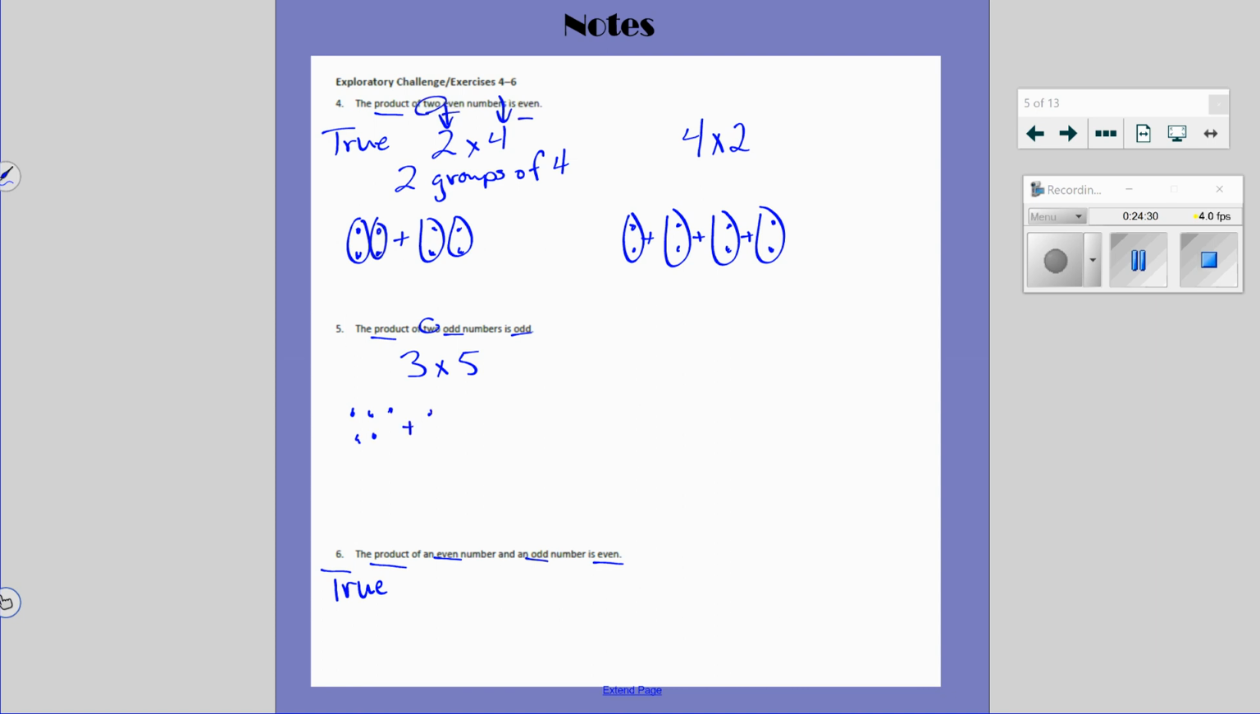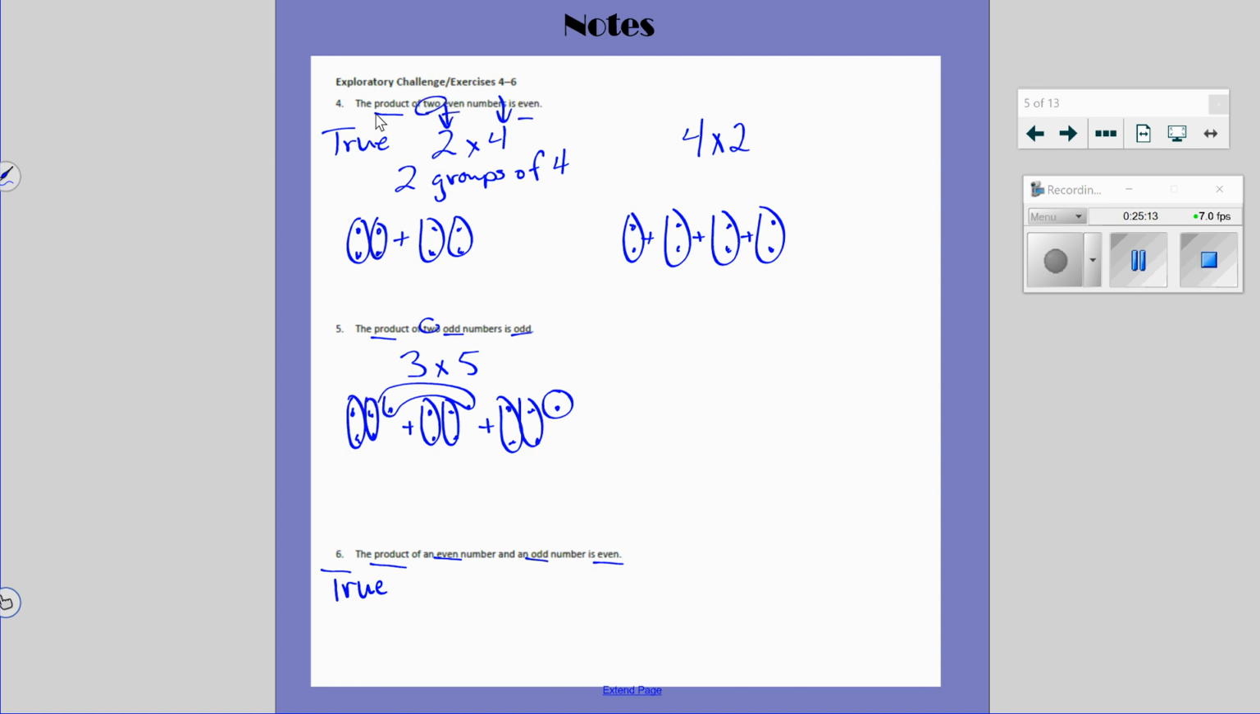So 1, 2, 3. And if I start circling my pairs, I have 1, 2, 3, 4, 5, 6 pairs. But then I've got these 2 lone ones out here. But I can now put them together and make them a pair. So there is hope for you. But unfortunately, I still have a loner, don't I? Is this always going to be the case? Guys, will this always be the case?